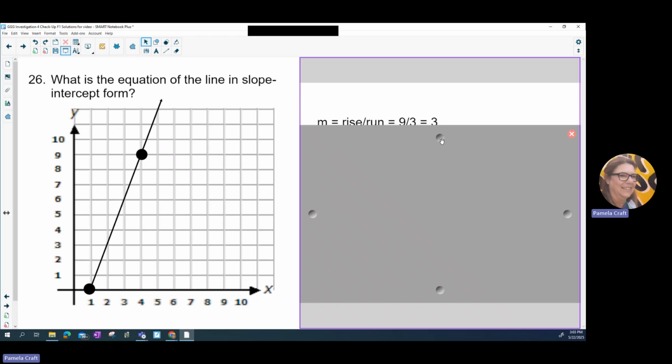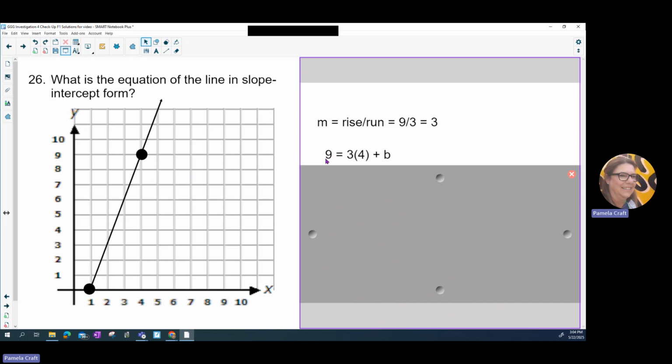So the first thing I'm going to do is find my slope by doing the rise over the run, or the change in y. I'm going from 0 to 9. So the change in y, or my rise, is 9. And my run would be my change in x. And I'm going from 1 to 4. So from 1 to 4, that's a change of 3. And 9 divided by 3 is 3. So my m is 3. I'm going to use that information with one of my points. So my point 4, 9, I'm going to use here.